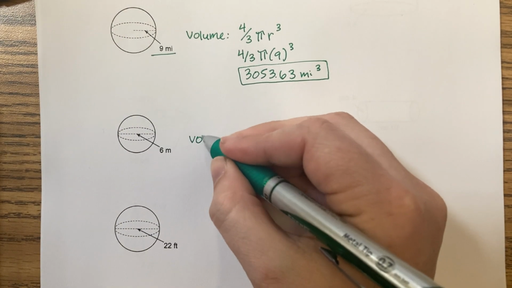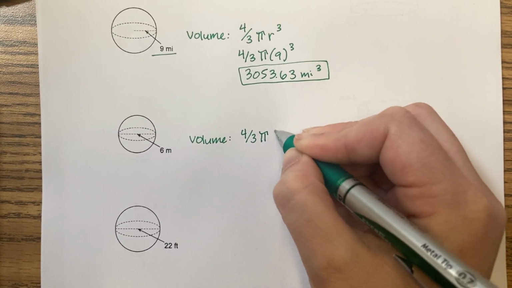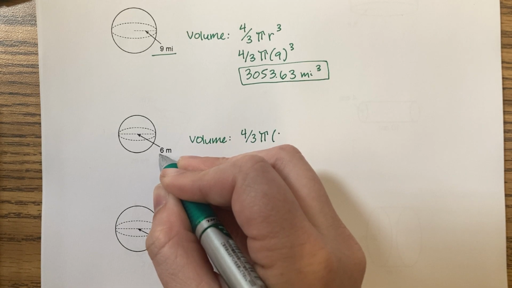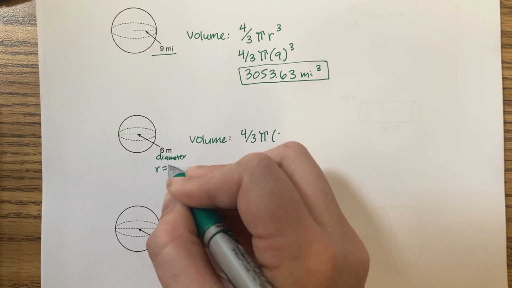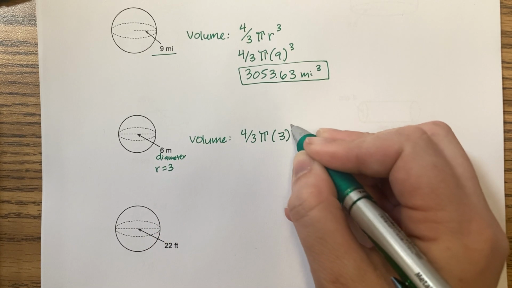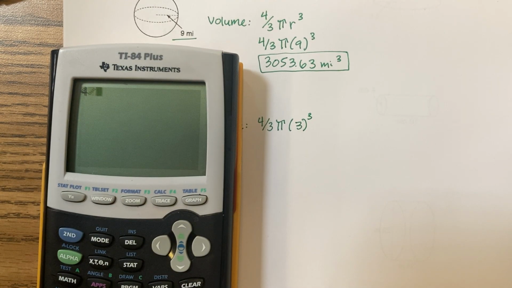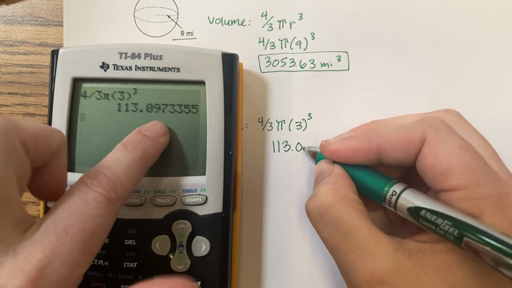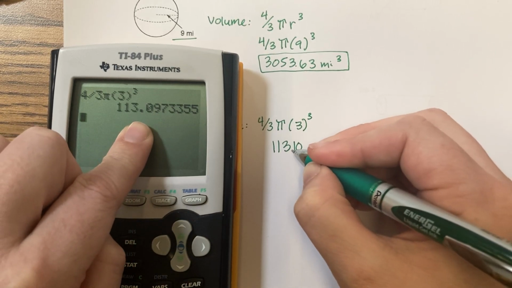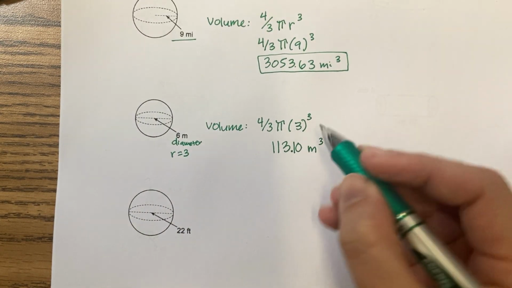For volume on this sphere, 4/3 pi, this is not the radius, this is the diameter. You have to be super careful and make sure that you split it in half to get the radius. So I would have 4/3 pi 3 cubed. 9 is going to bump up to a 10, so I need to fix that. And its measurement is meters cubed.